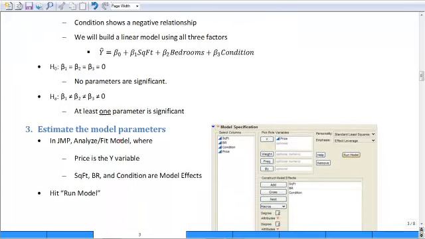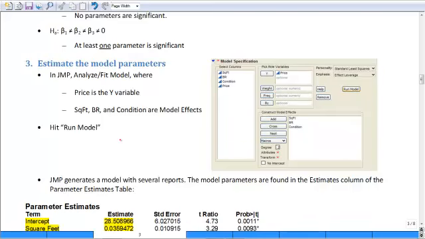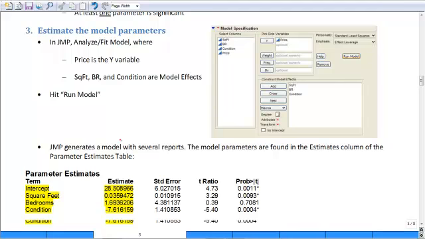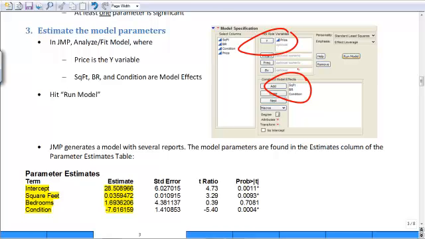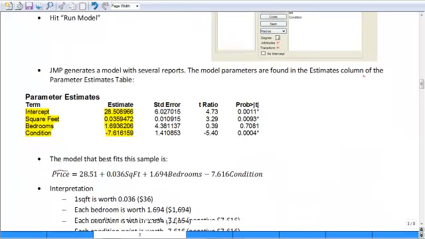In step 3, we go about estimating the model parameters. As we set the model up, we'll identify price as the y variable, and square feet, bedroom, and condition of the house as model effects or factors. When we're satisfied that we've got all the factors in the model, we'll click on the Run Model button, and that will generate several different reports. The first report that we'll take a look at is the parameter estimates, where we find the actual values for these parameters. This is typically the third or fourth table down in a regression report.